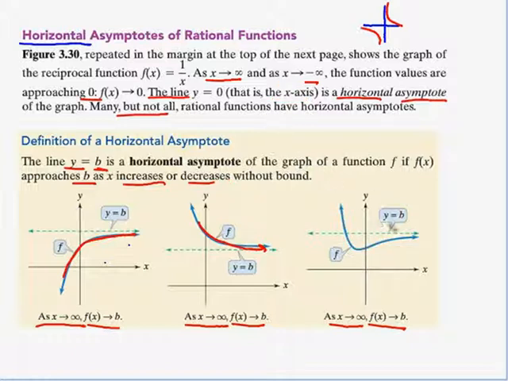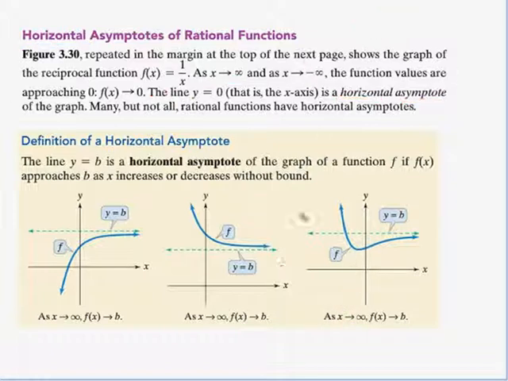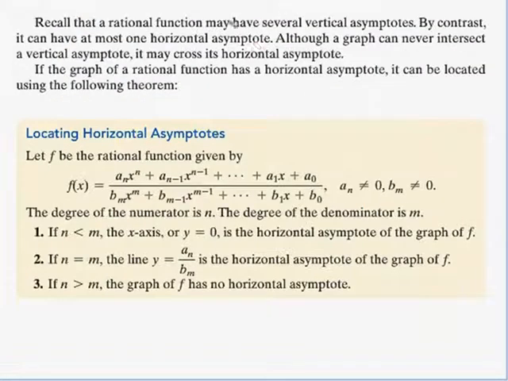Vertical asymptotes you can never touch or cross. That's like dividing by 0. Horizontal asymptotes are just values you approach in the long run. As x heads for positive or negative infinity, it is possible to cross a horizontal asymptote. So recall that a rational function may have several vertical asymptotes. By contrast, it can have at most one horizontal asymptote. Although a graph can never intersect a vertical asymptote, it may cross its horizontal asymptote.